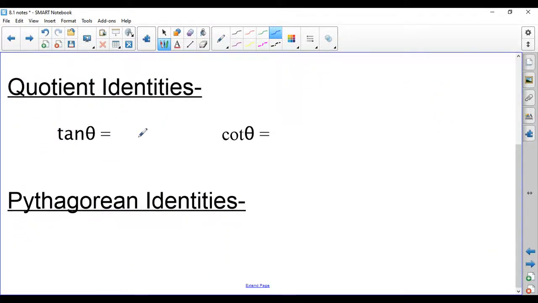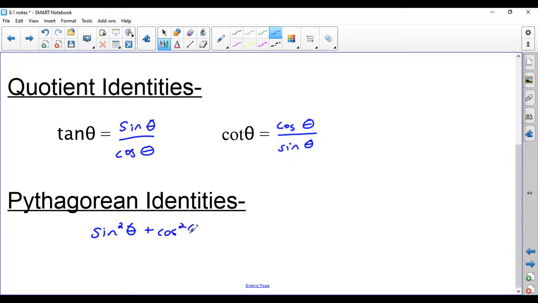We have the quotient identities, which say that tangent of theta is equal to the sine of the angle divided by the cosine of the angle. And then its reciprocal, cotangent, is equal to cosine divided by sine. We saw all of these back in chapter 6 and 7. And for the Pythagorean identities, there were 3 different forms, but the one that I do want to make sure you're familiar with is sine squared of an angle plus cosine squared of the same angle is always equal to 1. We proved why all of these work earlier in the year.